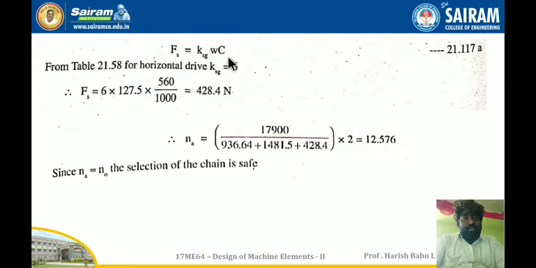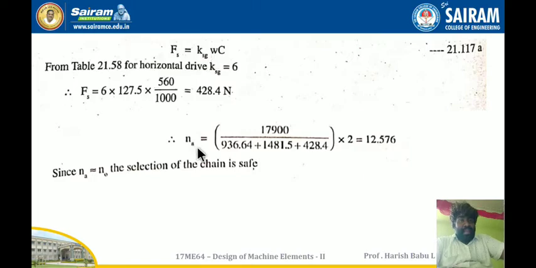So I'm going to substitute 6 over here and W is already known. And C, I have to take 560 by 1000. So I'm going to get 428.4 Newton. That is, the C is given as 560 mm, so I'm going to convert it into meters. I'm going to get 428.4 Newton.